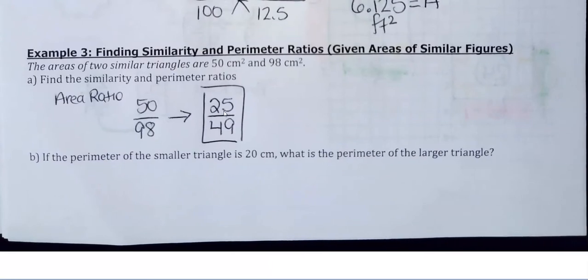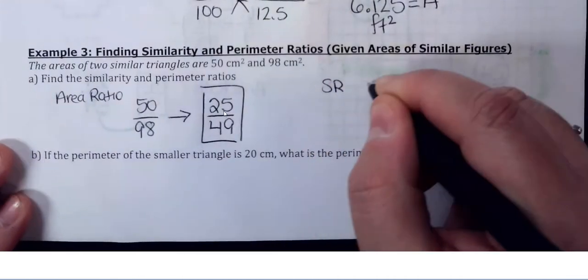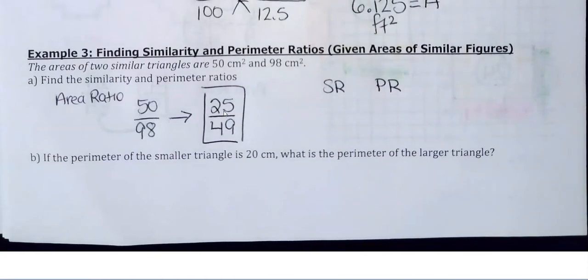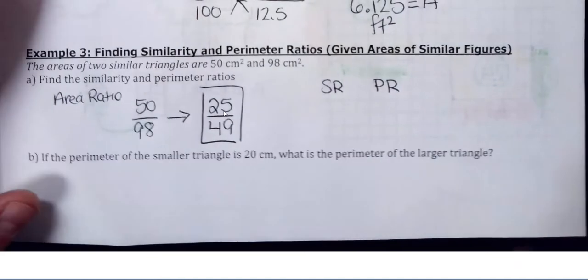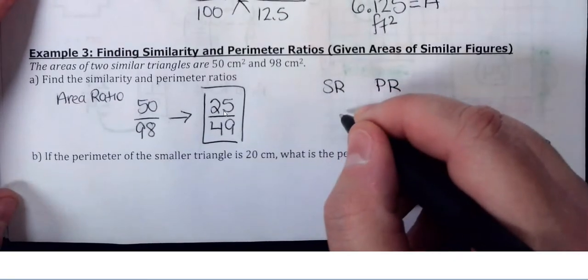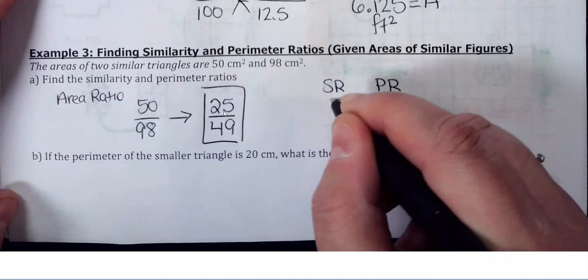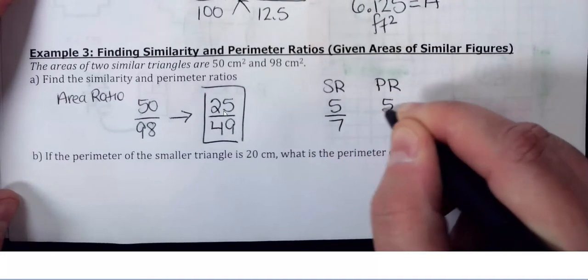How would I then find the similarity ratio or the perimeter ratio if I know the area ratio? See what you think. Square root, right? Okay, square root. So what would I put for this one? 5 over 7. I think you guys were thinking the right thing. We just want to make sure we take the square root.